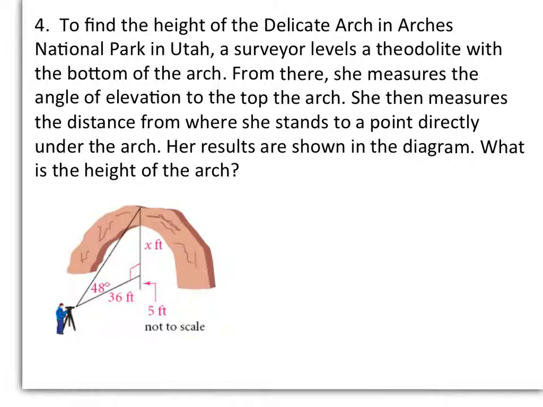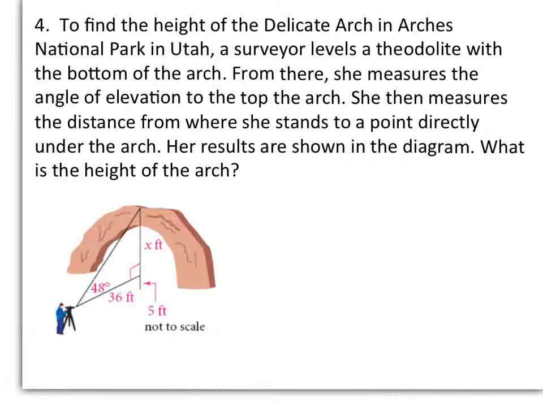All right, and our last example, number 4. To find the height of the Delicate Arch in Arches National Park in Utah, a surveyor levels a theodolite with the bottom of the arch. From there, she measures the angle of elevation to the top of the arch. She then measures the distance from where she stands to a point directly under the arch. Her results are shown in the diagram. What is the height of the arch?